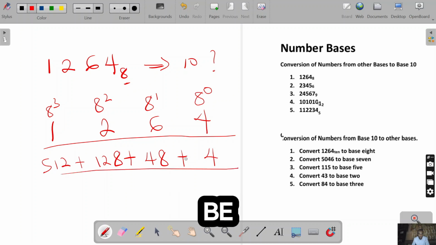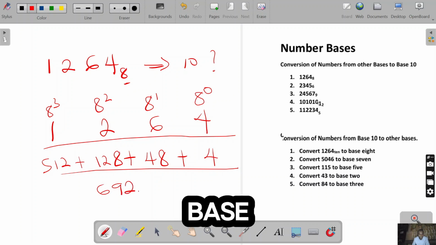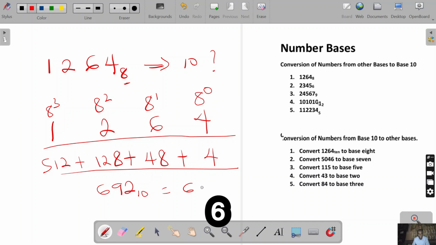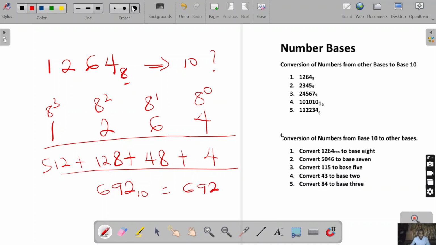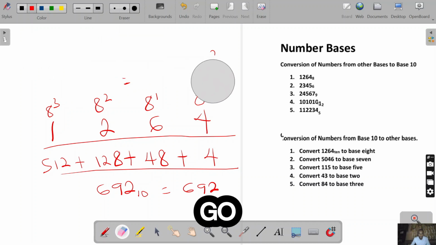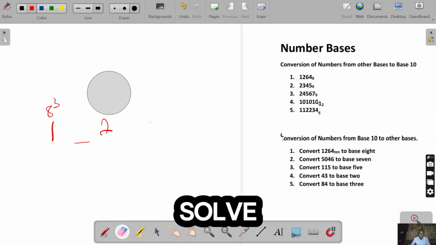So what would be my answer? This is 52 plus 128, that's 180, plus 512 is 692. Don't forget, because I'm working in base 10, I don't need to write base 10. I could write it like this, it's fine, but standard practice is just to write 692, and that will give me the answer. 692. So in like manner, let's go to the second question, and we'll quickly solve it.